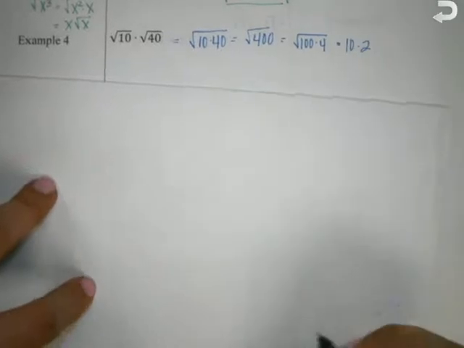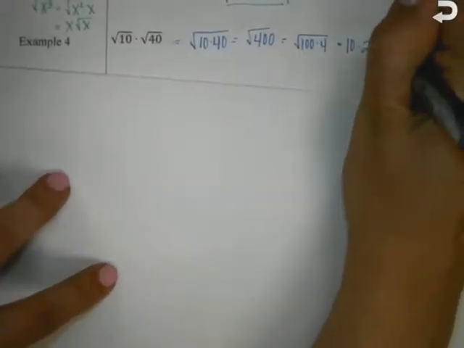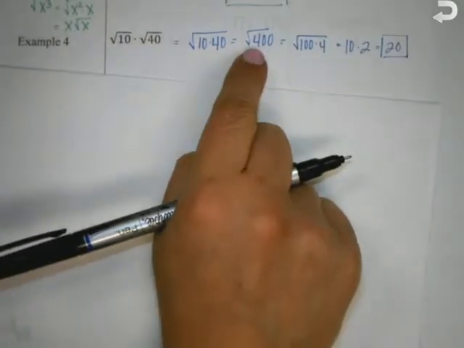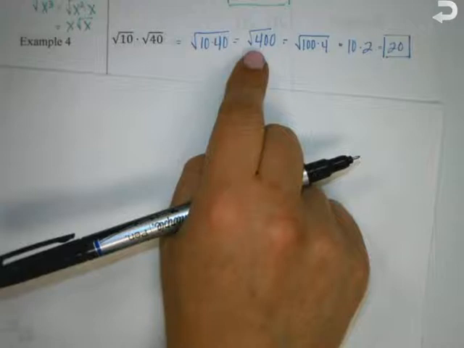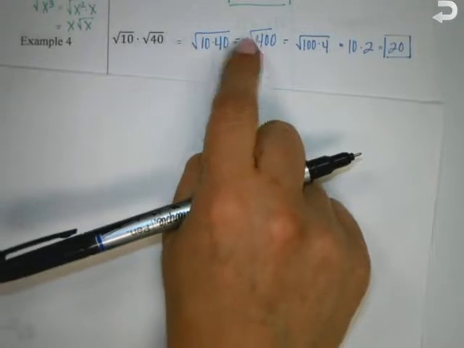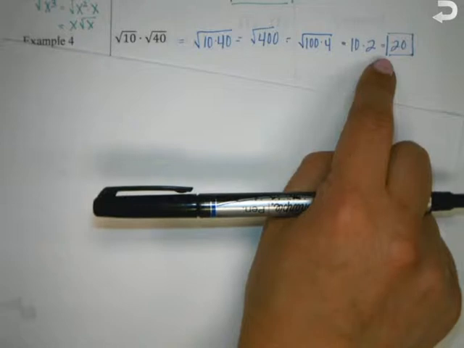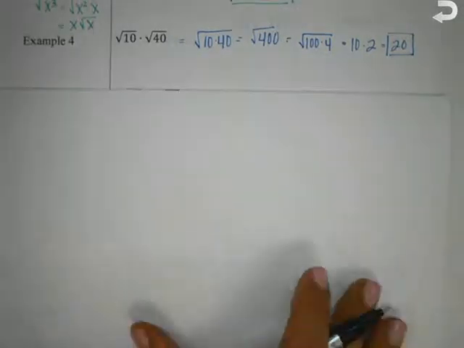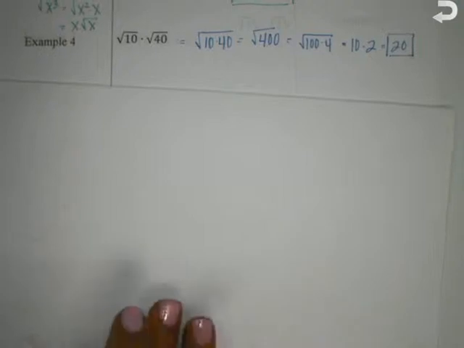20. Brooke also made a good point. 400 itself is a perfect square, 20 times 20. So you could have just recognized that right off the bat and taken the square root of 400 to get 20. Okay? You can do it either way. So you could go straight from here to equals 20 if you want. Okay, example 5.